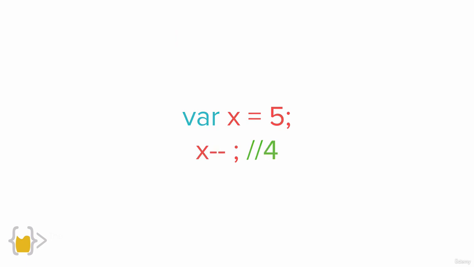Now you can go the other way as well. You can write x minus minus, and this is equivalent to x equals x minus 1. So the previous value of x, 5, minus 1, so x now equals 4. And this is called the decrement expression.